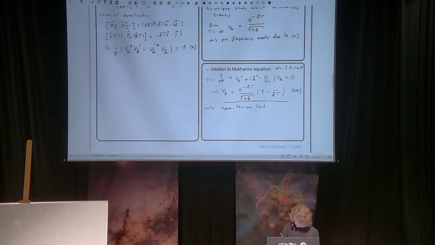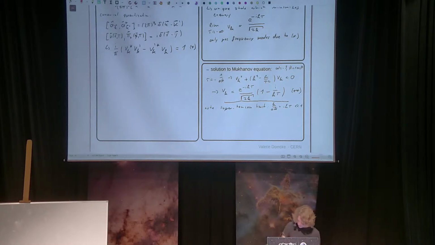Right, so this means that k over aH, which is minus k times tau, is much smaller than 1. And then also recall that the variable that we actually want to solve for, the curvature perturbation, is proportional to v over a. This is just the way we had defined it.